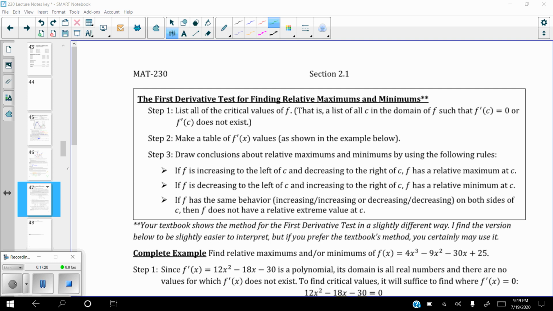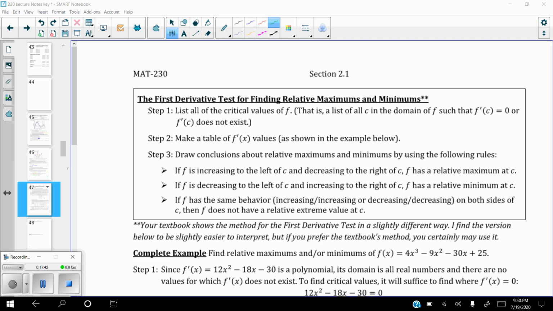You find those first. Then you can make a table, and there's different ways to do this, and everybody does it slightly differently. You can make a table of the f prime values, and we'll show the example below. And then you're going to draw your conclusions about specific values in the table, which is going to help you to determine whether you have maximums or minimums.